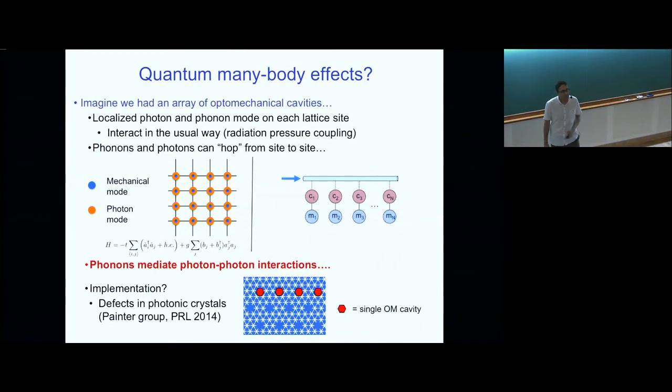And again, if you're coming from the condensed matter world, this looks exactly like the kind of simplified model we would write down for the electron-phonon interaction. So in the condensed matter world, if the photons were electrons, this would be the Holstein model. So the idea is in optomechanics, you could realize an all-bosonic version of the Holstein model.